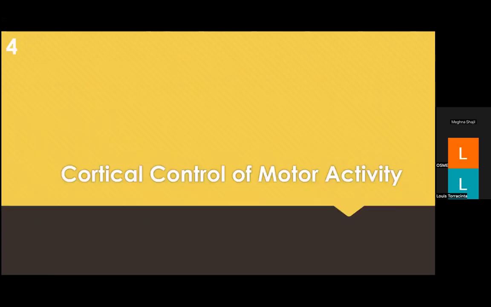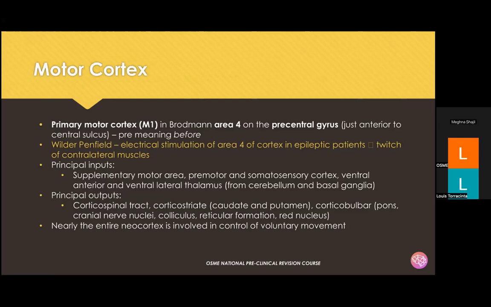Okay, so cortical control of motor activity. So what actually happens in the brain? The primary motor cortex, which is M1, is in Brodmann area 4 of the precentral gyrus, so just anterior to the central sulcus. Remember, pre means before, so just before the central sulcus.